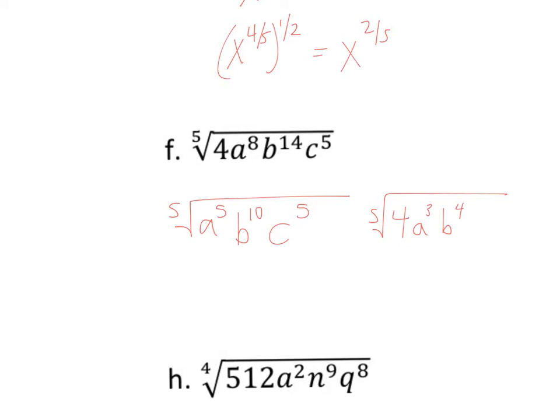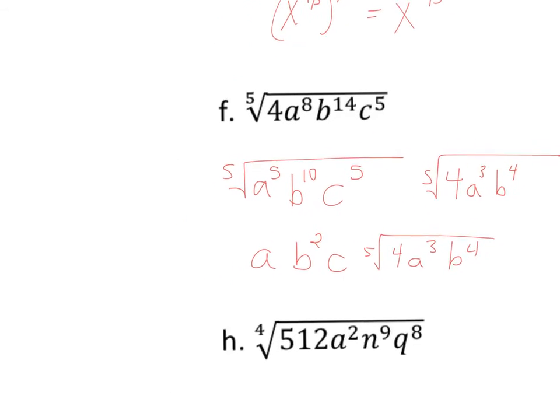So then we're going to reduce that perfect house. 5th root of a to the 5th would just be a, because 5 divided by 5 is 1. We don't write an exponent of 1. B to the 10 divided by 5, so 2. And c to the 5 divided by 5, so 1. And then our not perfect house gets stuck the way it is. And then we're done. We've reduced it.